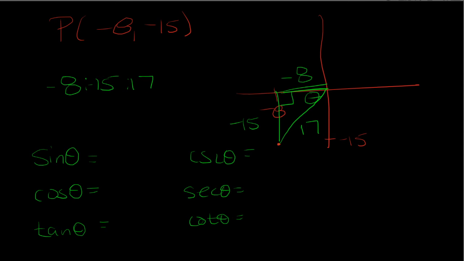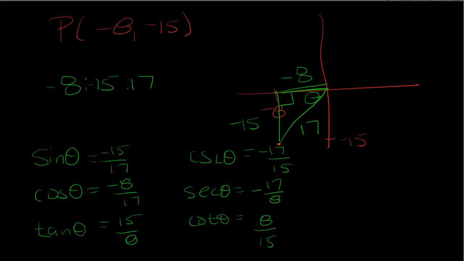Sine is opposite over hypotenuse. Cosine is adjacent over hypotenuse. Tangent is opposite over adjacent. And now for cosecant, I'm just going to flip sine, and then cosine and tangent, to get the other 3 trigonometric functions.